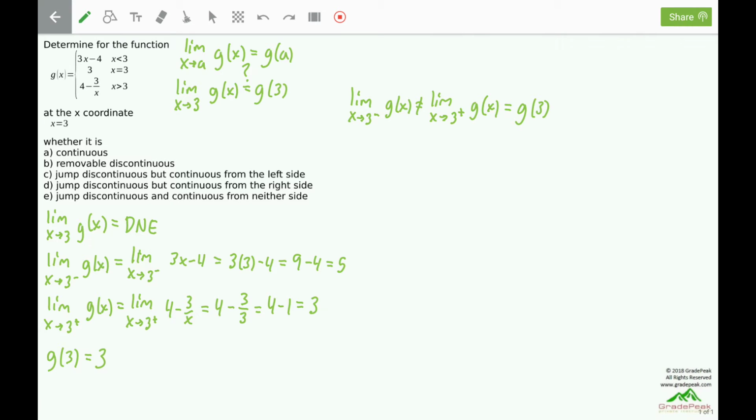So since the limits do not match from each side, it's a jump discontinuity, but because g of 3 matches the right-sided limit, that's going to be jump discontinuous, but it is called continuous from the right side. So we will have situation D, jump discontinuous but continuous from the right side.